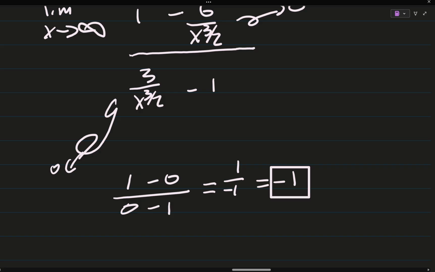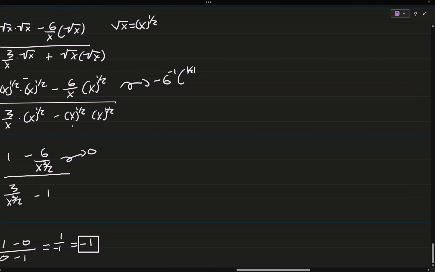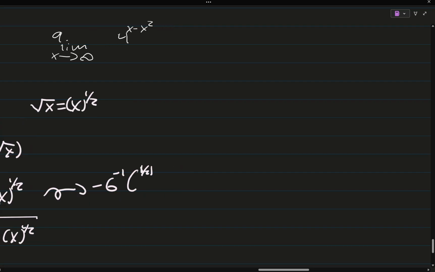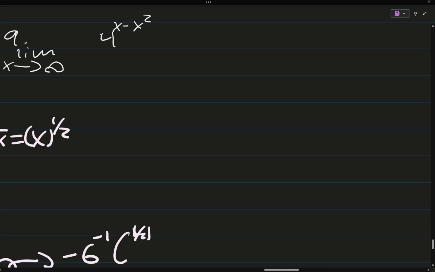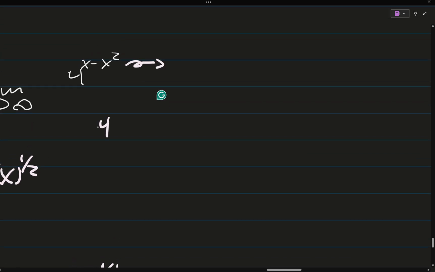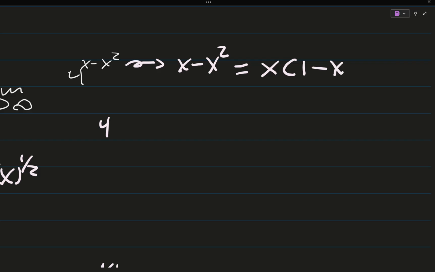Boom. Okay. So now we are on to number 9. For number 9, we have the limit as x approaches positive infinity of 4 to the power of x minus x squared. This shouldn't be very hard, because we'll just leave 4 by itself and put the exponent as x minus x squared. What can we factor out here? I can factor out x, leaving x times 1 minus x.